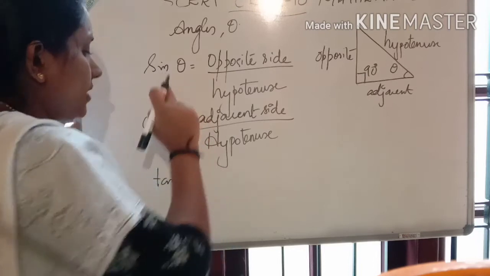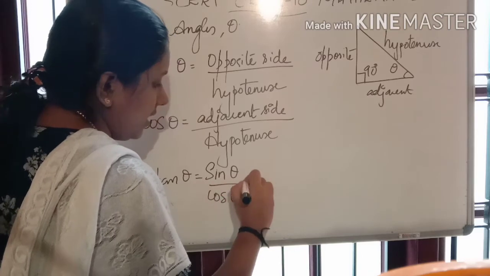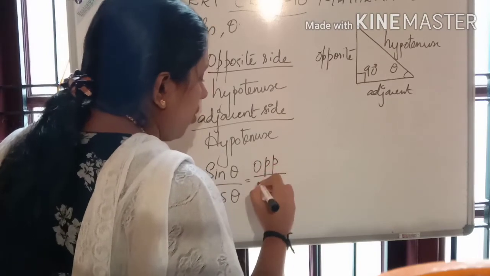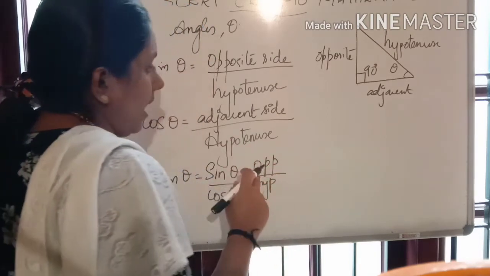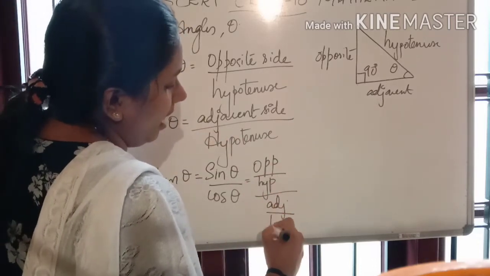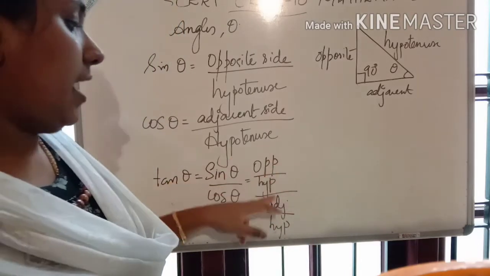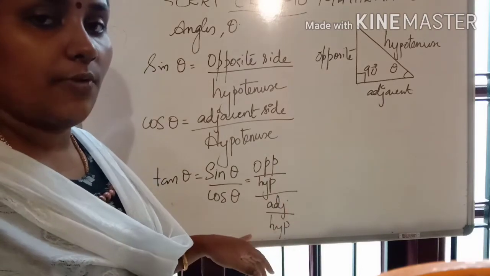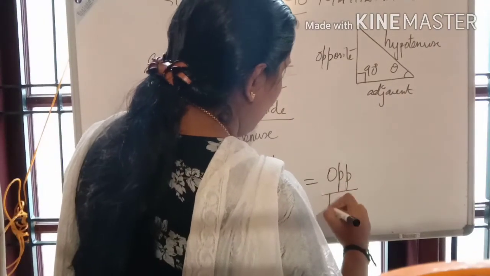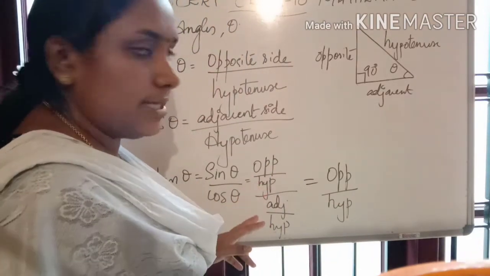Tan theta will be equal to sin theta by cos theta. We know the formula of sin theta, that is opposite side by hypotenuse. I am writing opposite as op and hypotenuse as hyp. Cos theta will be equal to adjacent by hypotenuse. Here this is the numerator and this is the denominator. We have to take the reciprocal. We could not solve it while writing it like this.